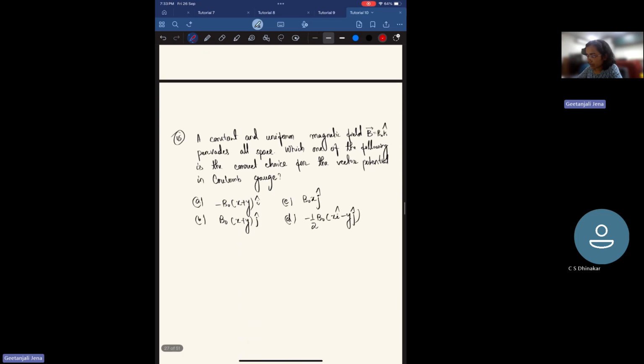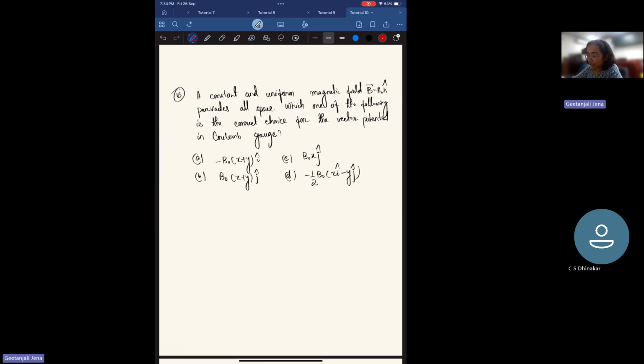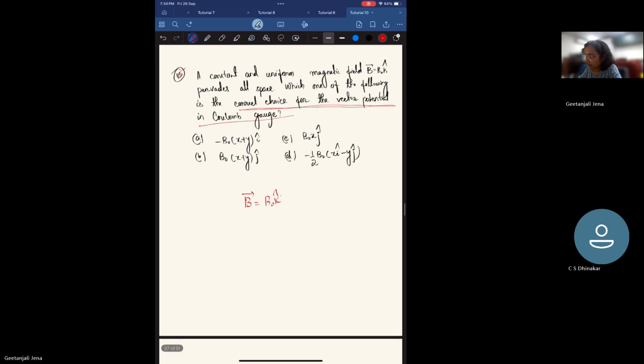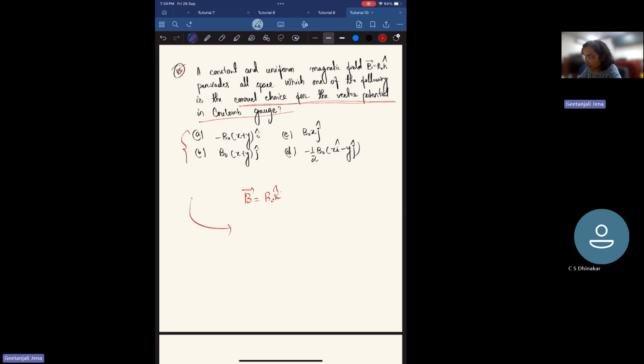Okay, so let us move to our next problem. In question number 15, it's quite straightforward. There is a constant uniform magnetic field B equal to B₀ ẑ all over the space. Which one of the following is the correct choice for the vector potential in the Coulomb gauge? Calculate it and let me know the answer. Given B is B₀ ẑ, which one of these following vector potentials represents the Coulomb gauge?